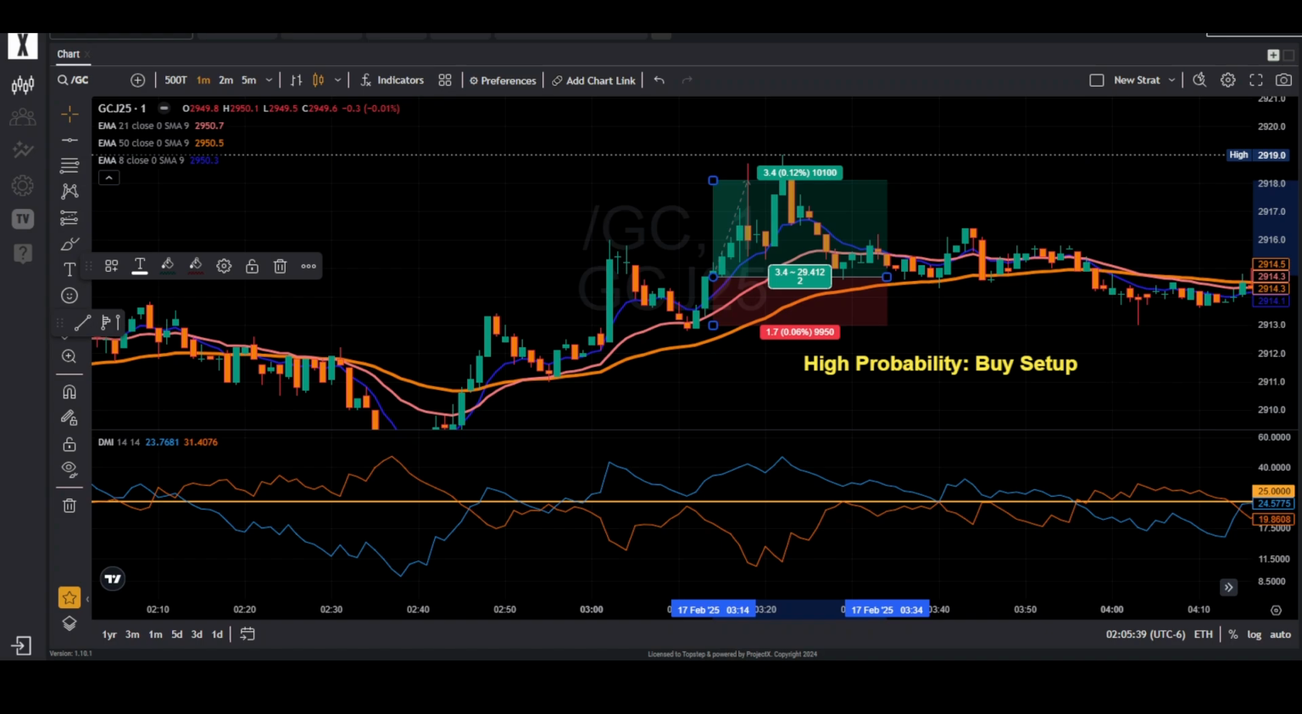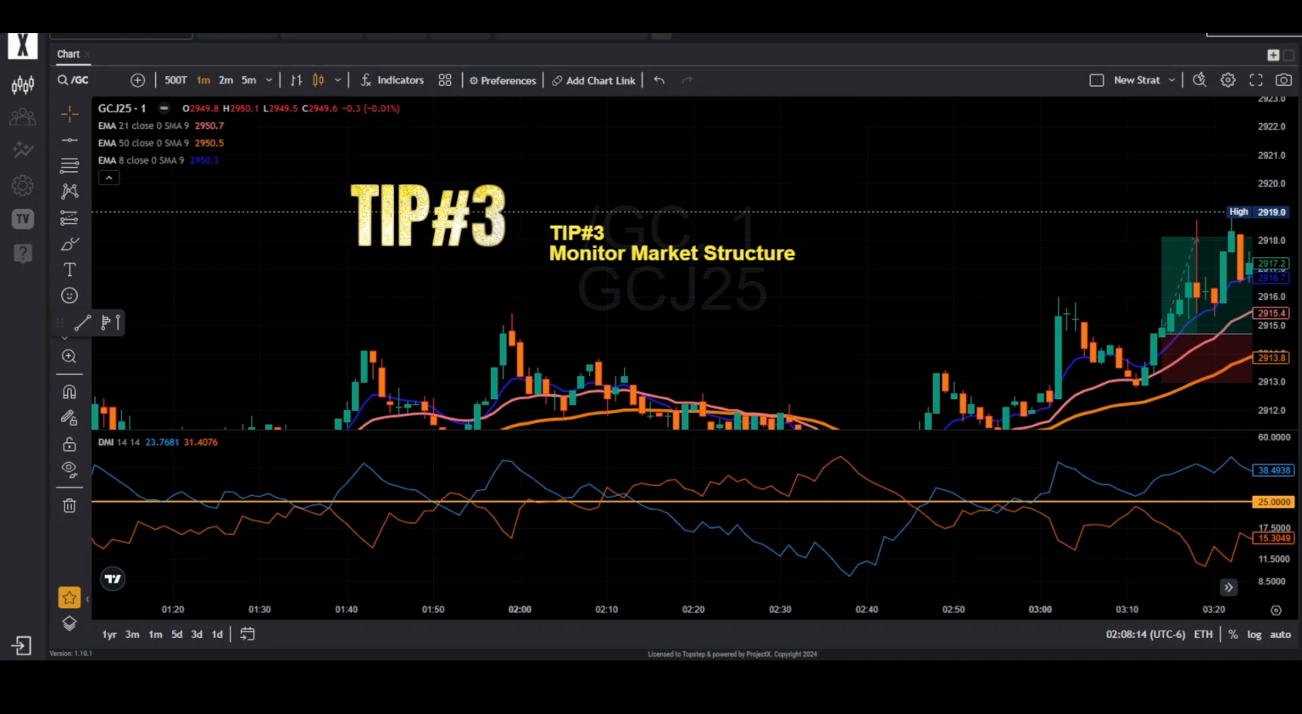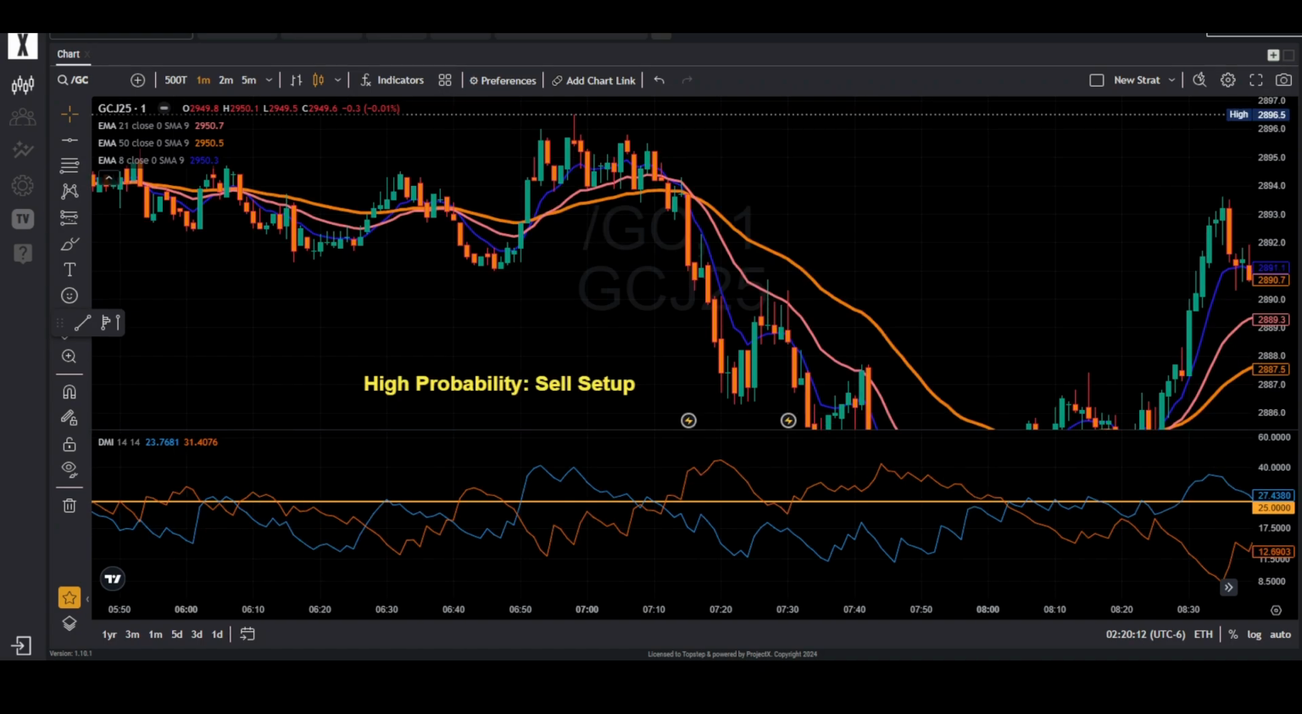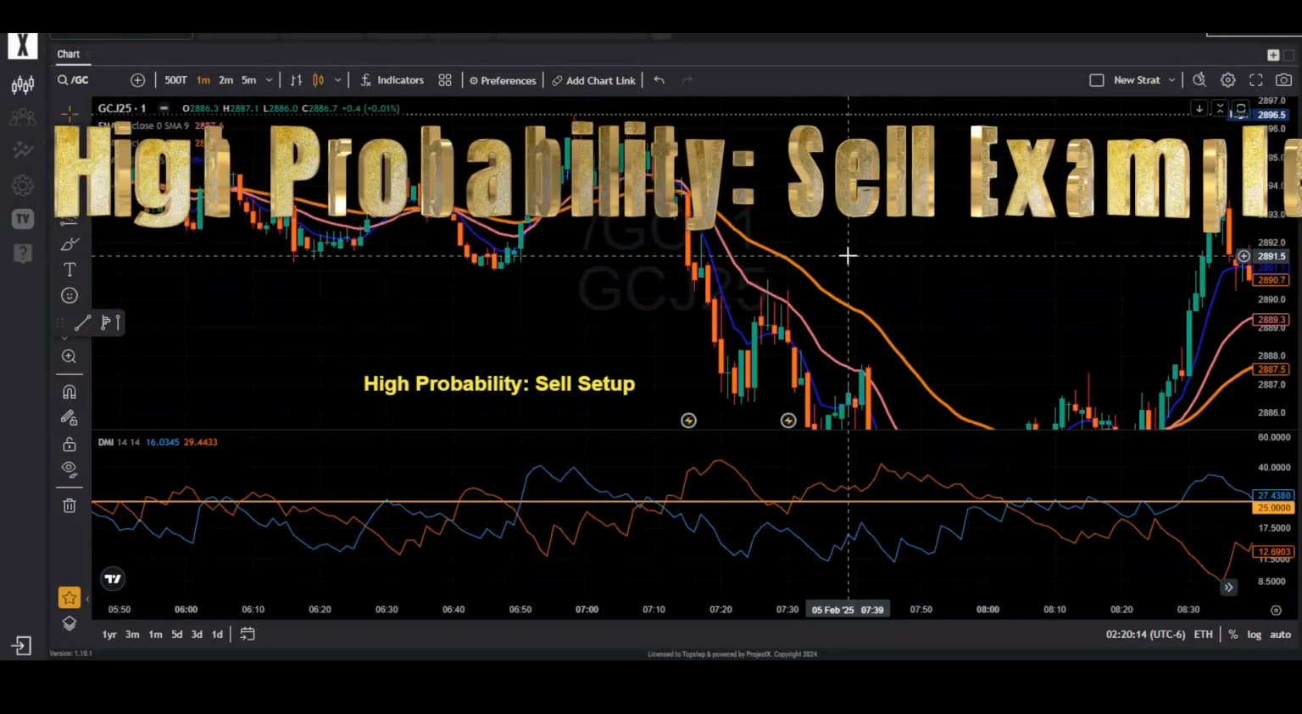Now we are going to look at a high probability sell setup. Before that, I will share another tip. So tip number 3 is monitor market structure. Even if EMAs are aligned, always check for higher highs and higher lows for buy setups and lower highs and lower lows for sell setups. If the market is ranging or failing to break previous highs, or previous lows in case of sell, it is best to stay out. So here's the example of a high probability sell setup.